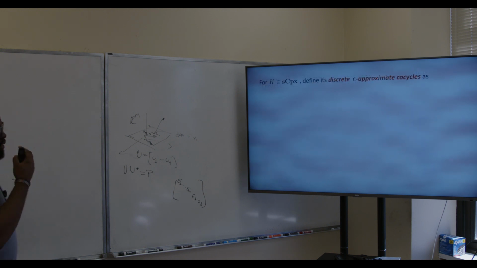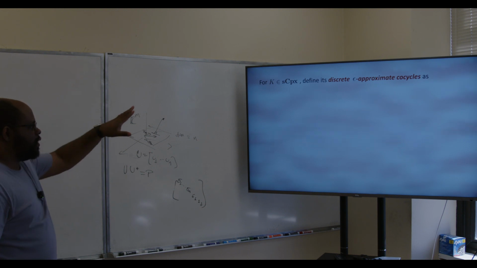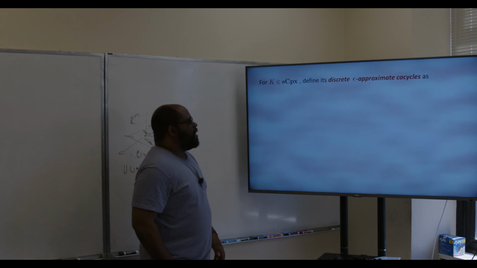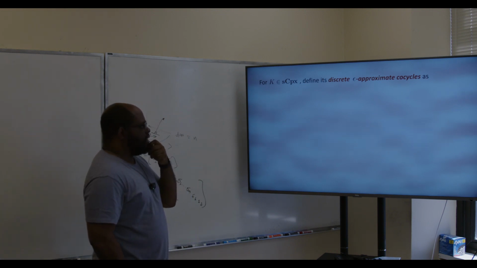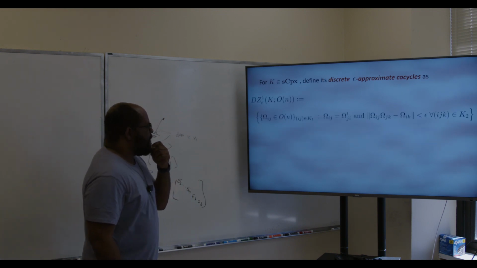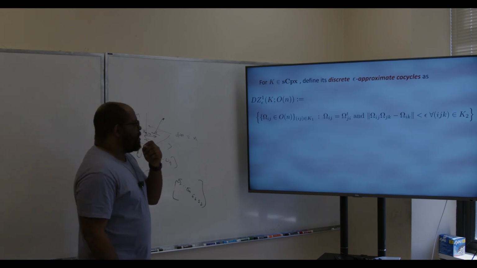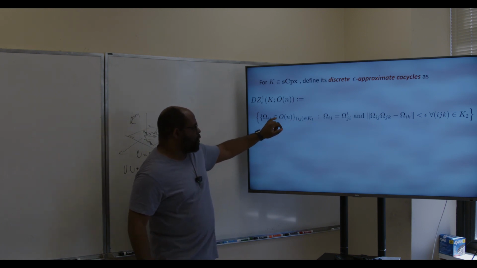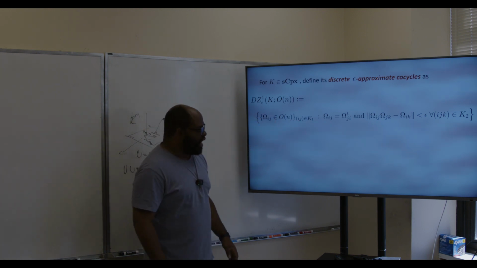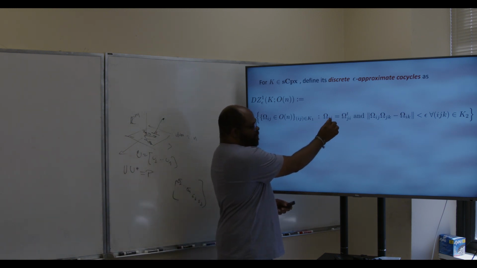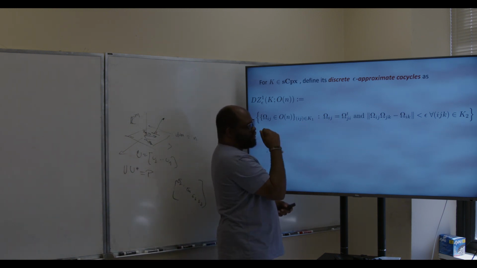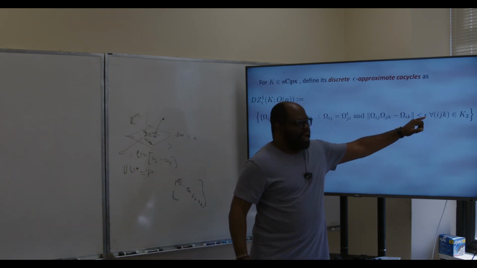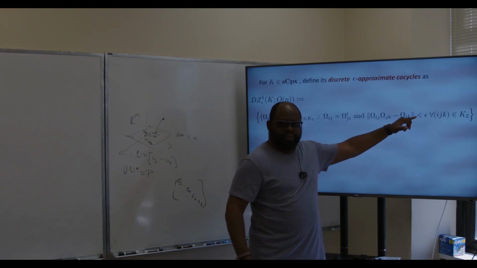So let me tell you some of the results from the paper. If I give you a simplicial complex K, we're going to define its discrete epsilon approximate cocycles as the following set. For every edge in the simplicial complex, I give you one of these orthogonal matrices, omega ij, in such a way that if I flip the orientation of the edge, I get the inverse. But on triangles, I only get an epsilon approximate cocycle condition.